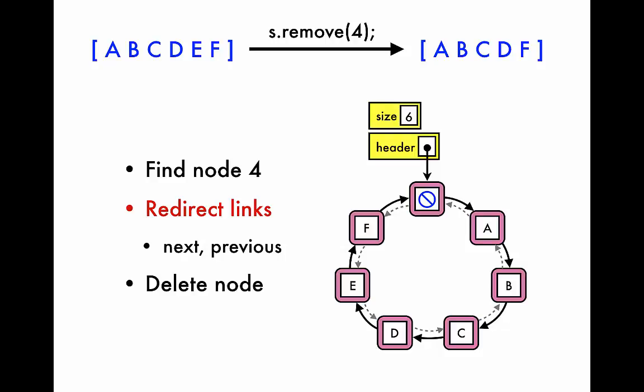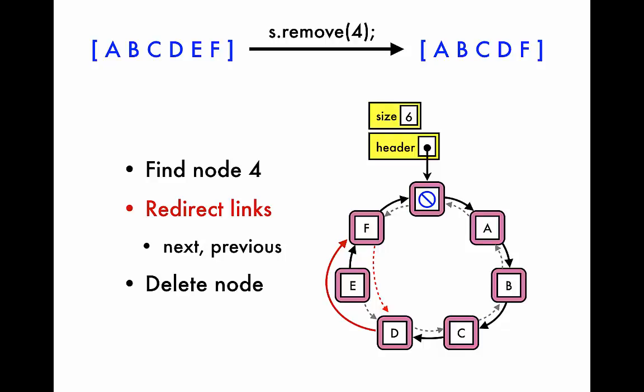Ready? Because we are removing the node containing E, we need to take the next link of the node containing D and redirect it to the node containing F. Likewise, we have to take the previous link of the node containing F and redirect it to the node containing D. And that's going to look something like this.